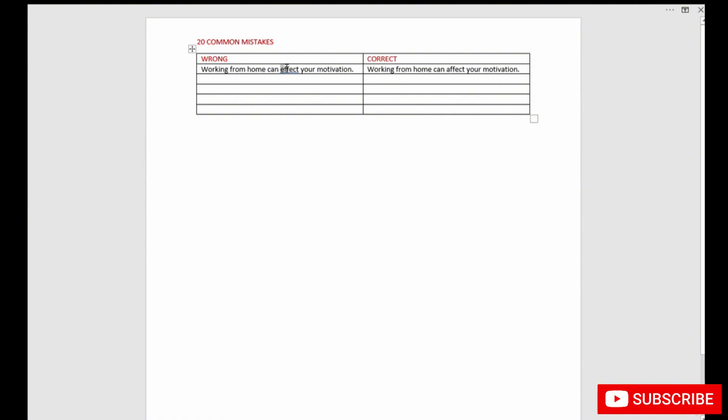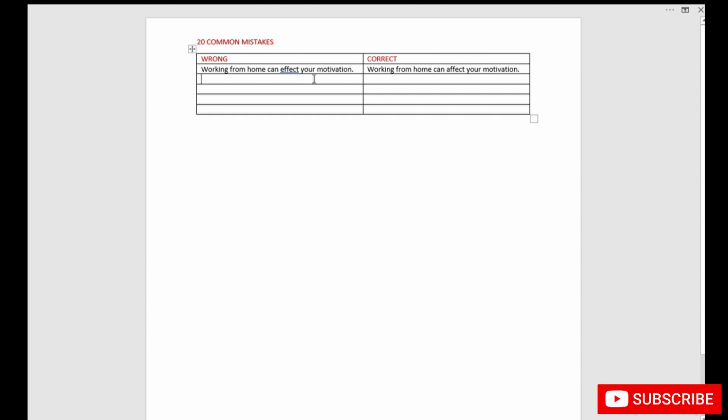it's the noun. It's not a verb, it's the noun. So it can't come after the modal verb. Now when you are spelling it with A, it's the correct version, it's the verb. So it can come after a modal verb and it has a meaning. It means that it has an impact on your motivation. Now don't forget, one is a noun, the other one is a verb.